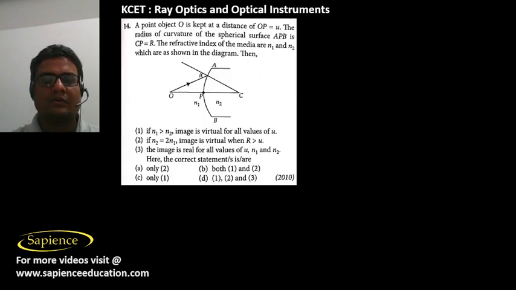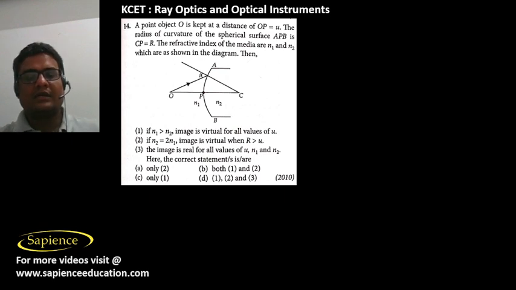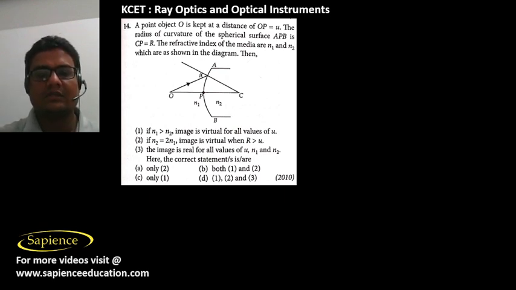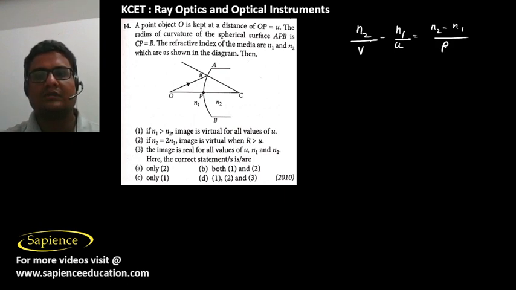Then in question number 14, it is told that a point object is kept at a distance of OP equal to U. The radius of curvature of the spherical surface APB is CP equal to R. The refractive indices of the media are N1 and N2, which are shown in the diagram. So here it is an example of refraction at a spherical interface. So here we have to apply the rule, that is N2 by V minus N1 by U is equal to N2 minus N1 by R.